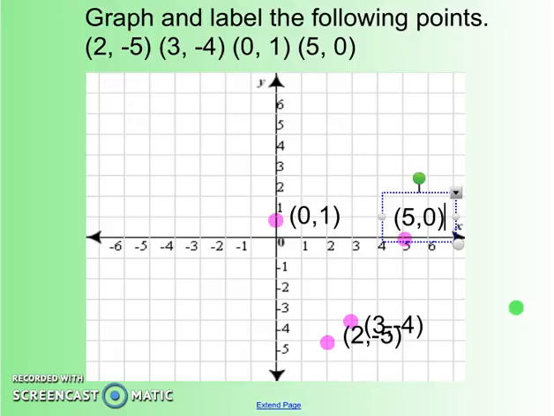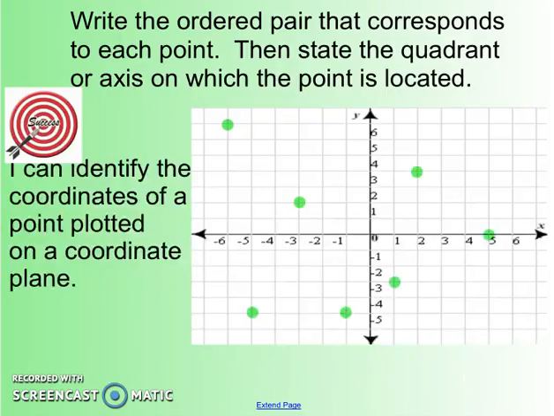Okay, now let's look at our next target. It says write the ordered pair that corresponds to each point. Your target is I can identify the coordinates of a point plotted on a coordinate plane. Now we're going backwards. All the points are plotted. All you have to do is tell me what the ordered pairs are. So remember, start at the origin.